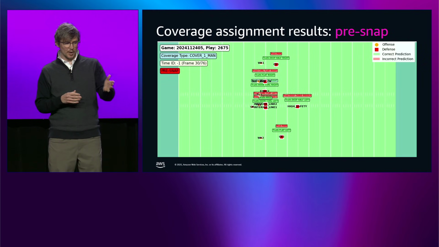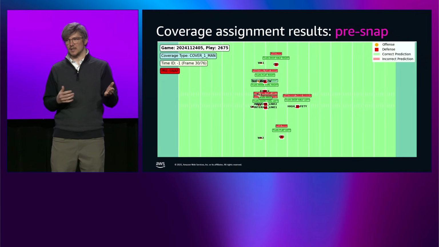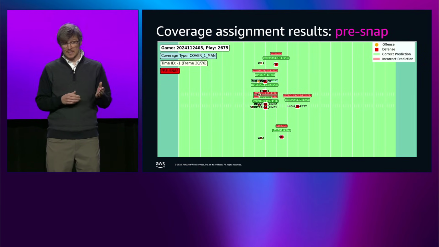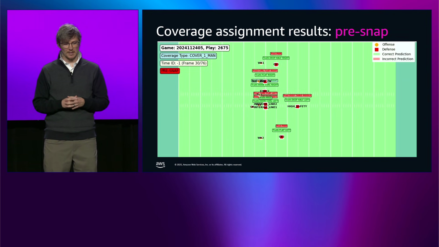Now, it's not perfect. In this example, you can see that it did successfully make one prediction correct. The edge rusher is playing hook curl right, just as the ground truth label indicates.